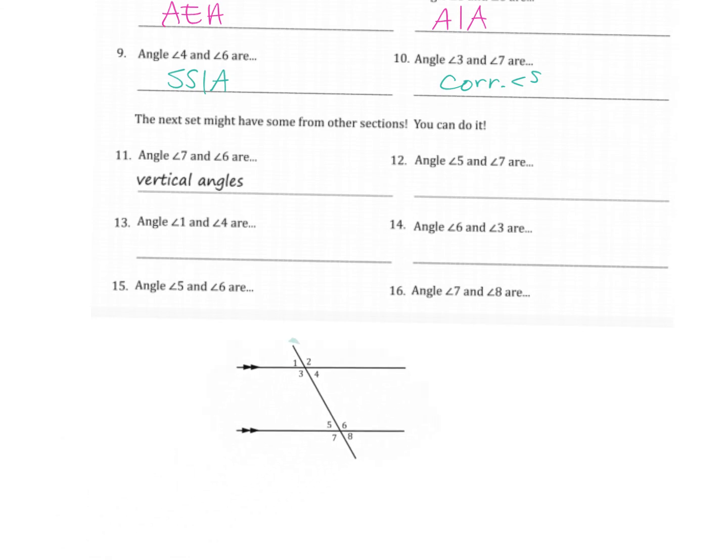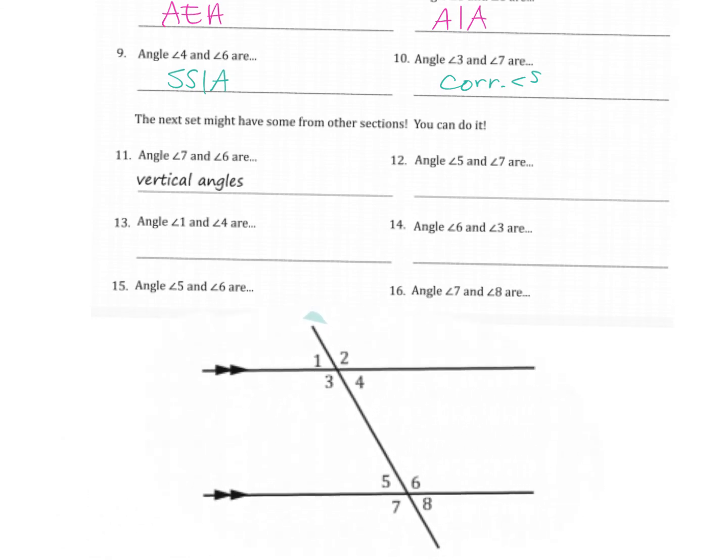Okay, so with this picture, what would you call 5 and 7? Supplementary is an option, or a linear pair, okay? Remember, a linear pair is making a straight line. So this is a linear pair of angles, or if you call them supplementary, I will give you that too. How about 1 and 4? Those are vertical angles. Okay, 6 and 3.